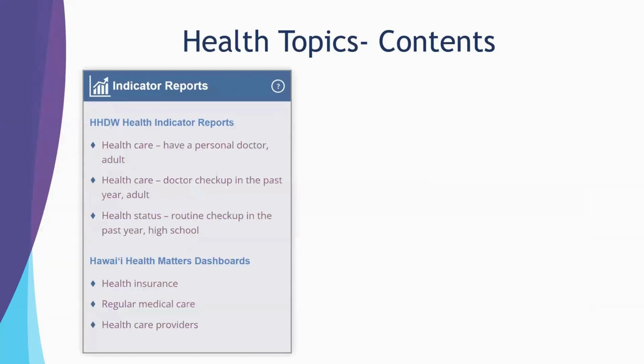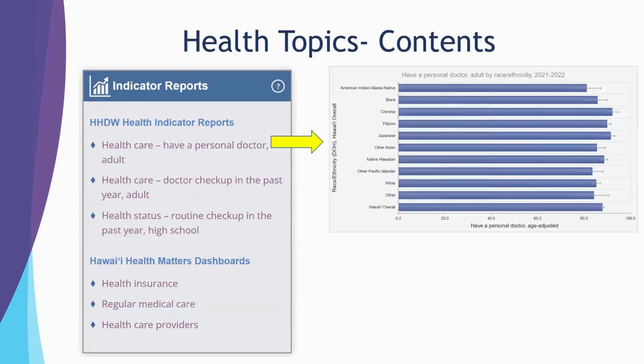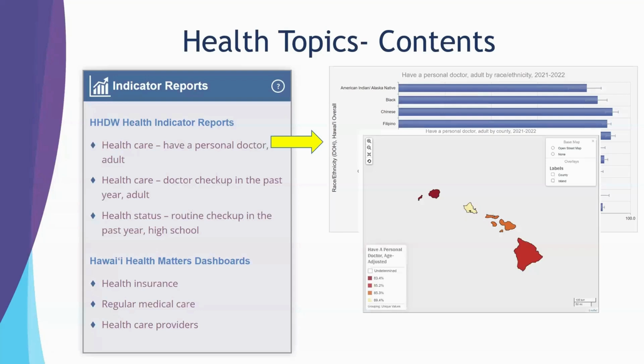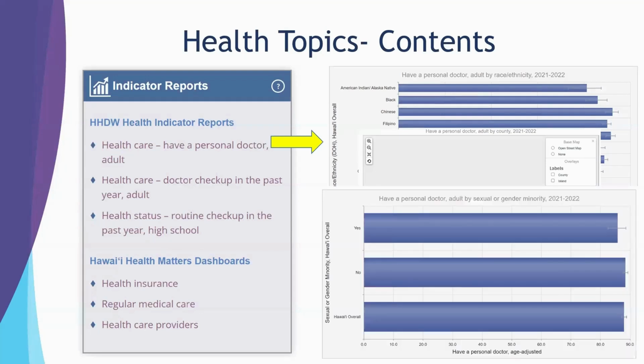Let's take a closer look at the data options. Indicator reports come in two flavors: either HHDW Health Indicator Reports or Hawaii Health Matters dashboards. HHDW Indicator Reports will show you the data by race, ethnicity, county, and sexual or gender minority. So if you've used the community reports feature in HHDW, this will look very familiar.